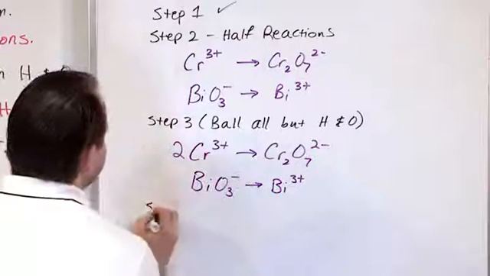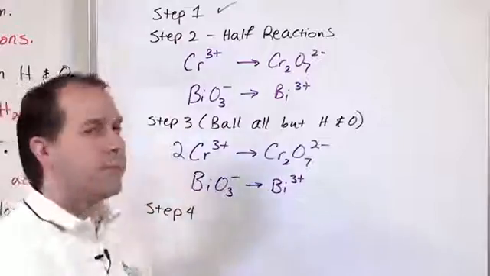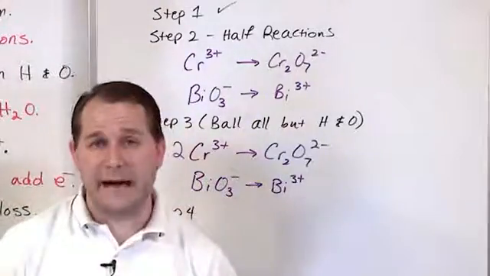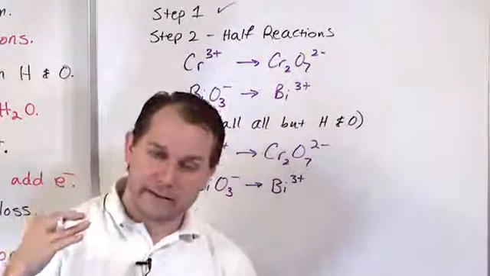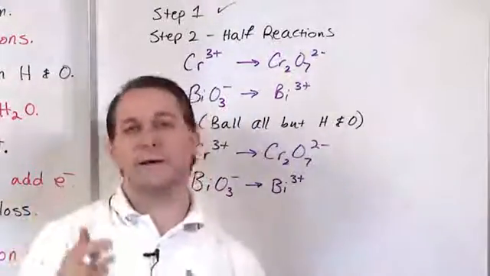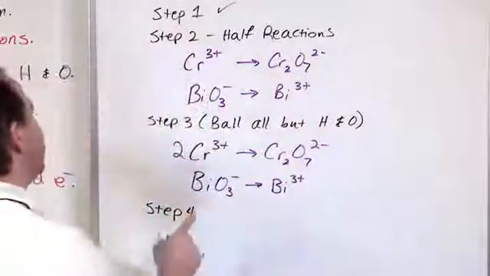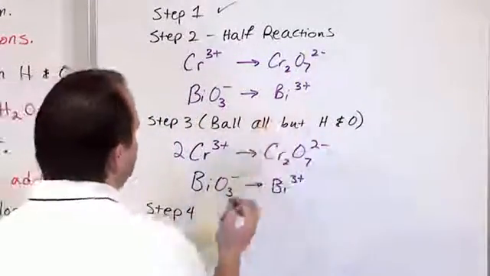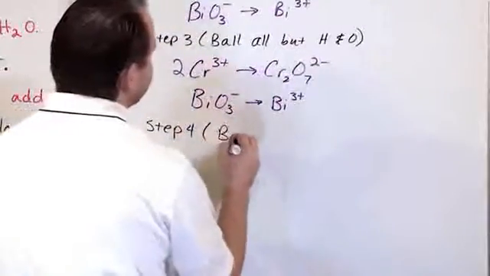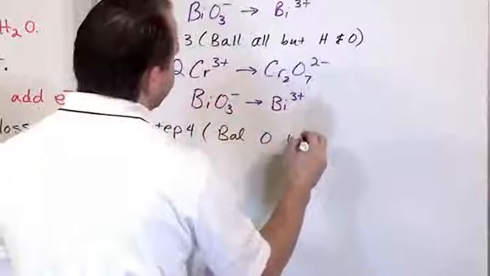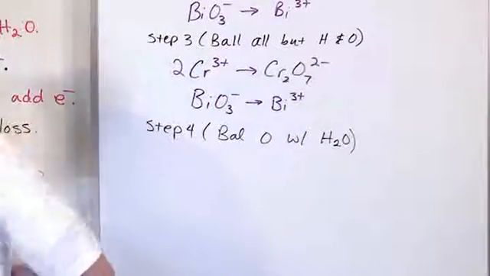Okay? You can see that as you get into the groove with this, the process just naturally comes about because you do it enough times. You balance this, and you balance the oxygen, and then you balance the hydrogen, then you balance the charge, and then you just get the hang of it after a while, but it takes several problems to get there. So step 4, after we have balanced everything except hydrogen and oxygen, we're going to balance the oxygen with H2O. So that's the very next step.